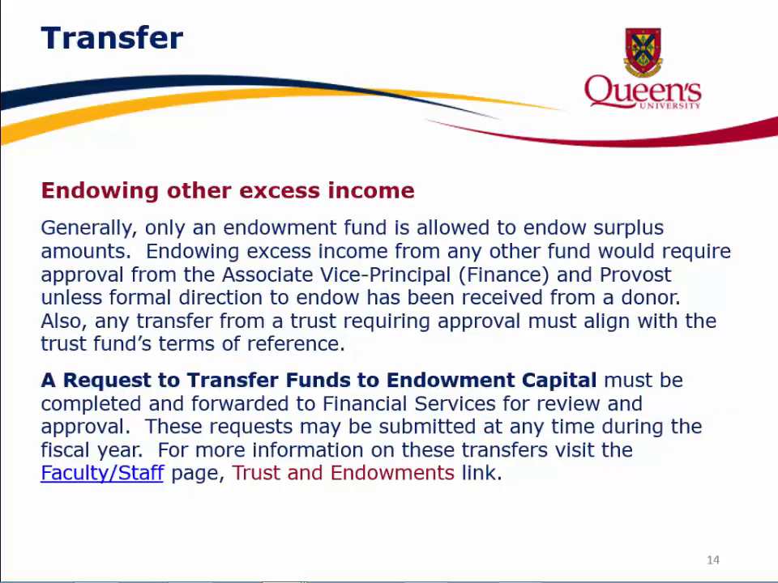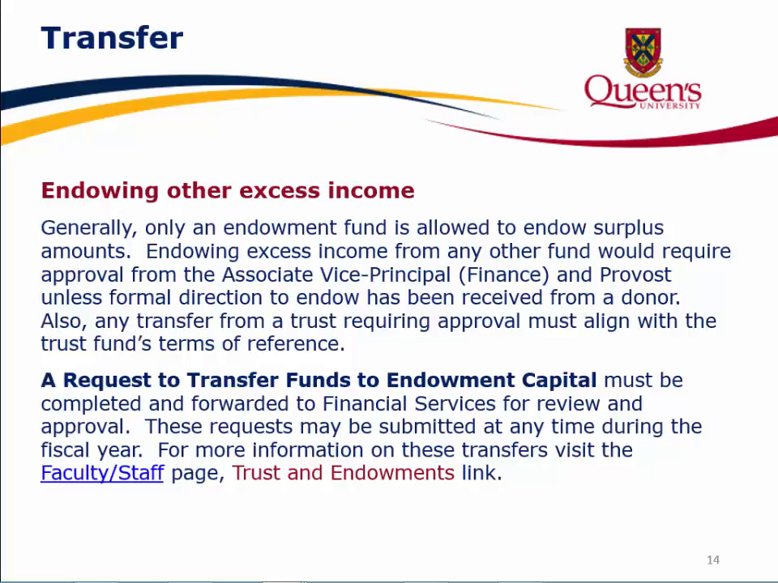Transfer. Endowing other excess income. Generally, only an endowment fund is allowed to endow surplus amounts. Endowing excess income from any other fund would require approval from the Associate Vice Principal, Finance and Provost, unless formal direction to endow has been received from a donor. Also, any transfer from a trust requiring approval must align with the trust fund's terms of reference.